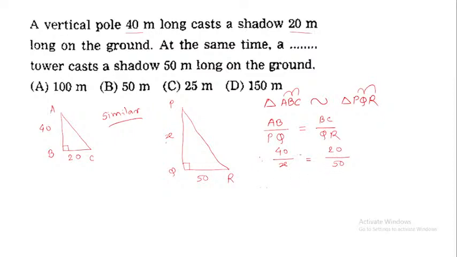Here we have to cross multiply. 40 into 50 is equal to 20 into X. We have to find X, so we should transfer 20 to the left hand side. So 40 into 50 divided by 20 is equal to X. If we divide by 20, 20 into 40, so 50 into 2, that is 100, is equal to X. That means the height of that tower must be 100 meters. So this is given at alternative A. So alternative A is the correct alternative.